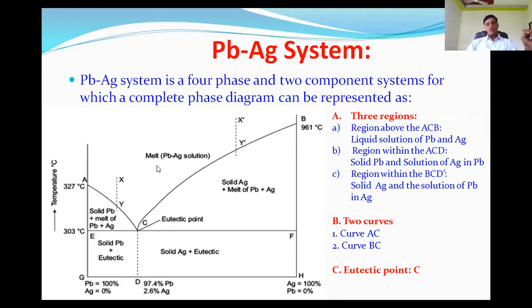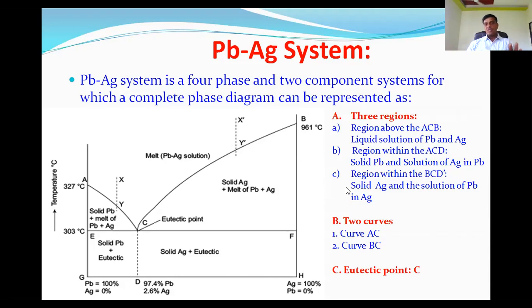Now, to determine the degrees of freedom of a two component system, as it is a solid liquid equilibria, we know that the Gibbs phase rule is given as F is equal to C minus P plus 2. F stands for degrees of freedom, C stands for number of components, and P stands for number of phases.